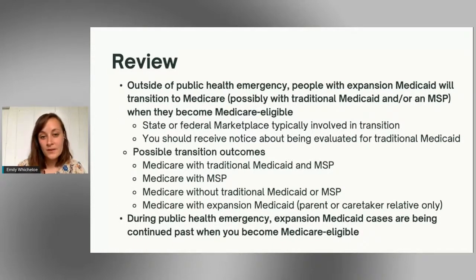One is Medicare with traditional Medicaid and the MSP. A second is Medicare with the Medicare Savings Program, but not with traditional Medicaid. A third is Medicare without traditional Medicaid and without the MSP, so just Medicare. And the fourth, for parent or caretaker relatives only, is Medicare and keeping expansion Medicaid. We also noted that during the public health emergency, expansion Medicaid cases are being continued past when you become Medicare eligible.